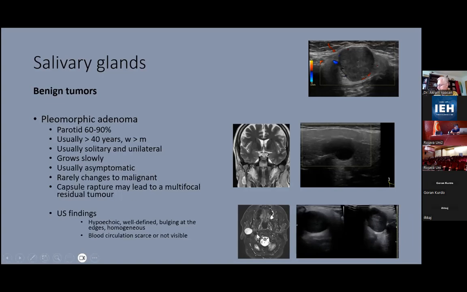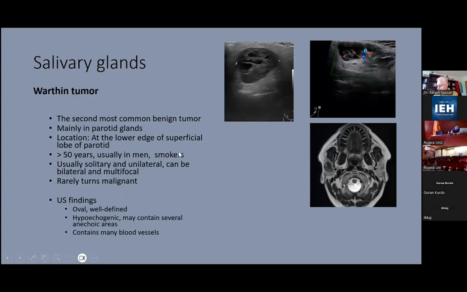The second most common benign tumor is Warthin tumor. They are mainly in the parotid, mainly in the lower edge of the superficial lobe, mainly in men over 15 years old, smokers, and usually they are solitary, unilateral, but sometimes they can be bilateral and multifocal. And rarely they change to malignant tumors.